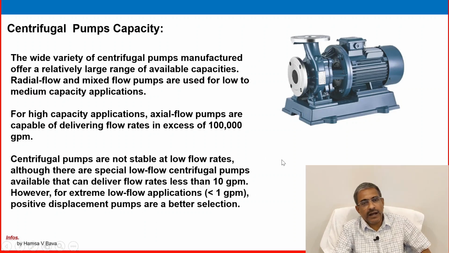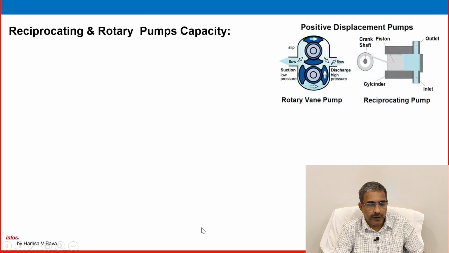Normally, for higher flow rates centrifugal pumps are used, and for low flow rates positive displacement pumps are used. That's why we mainly use positive displacement pumps in chemical injection applications. So, reciprocating and rotary pump capacity.